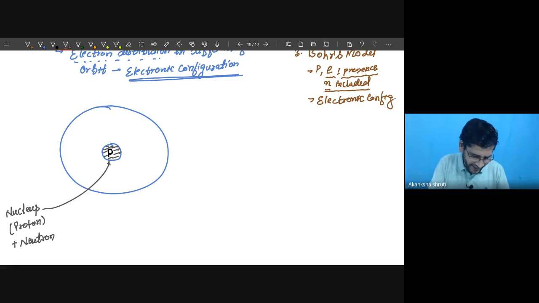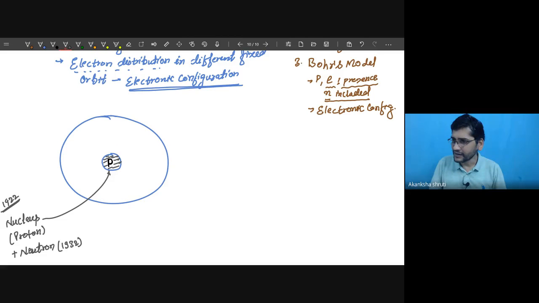This Bohr model was given in 1922, and it was accepted, but another subatomic particle, the neutron, is present here. This was adopted in 1932 when the neutron was discovered by James Chadwick. The model remains unchanged. There was no variation in this model even after the discovery of the neutron.